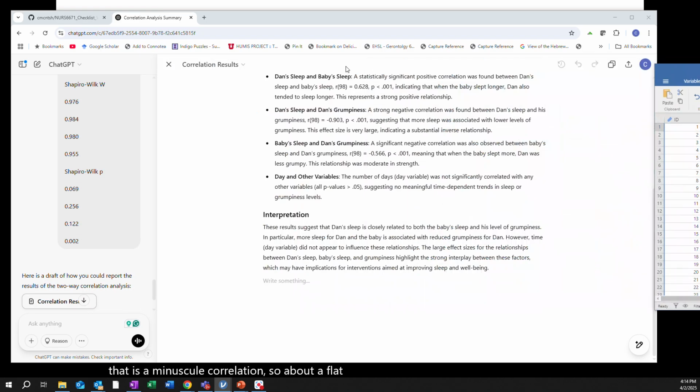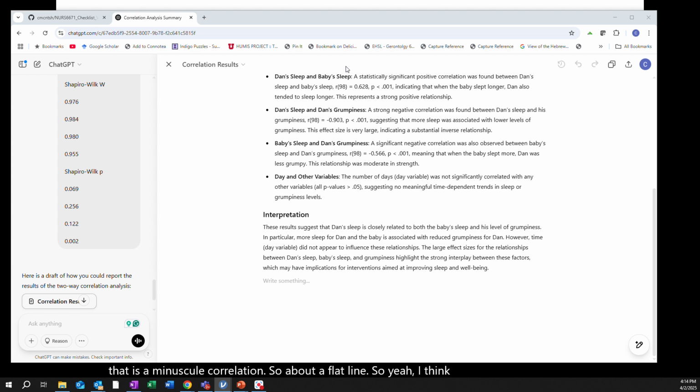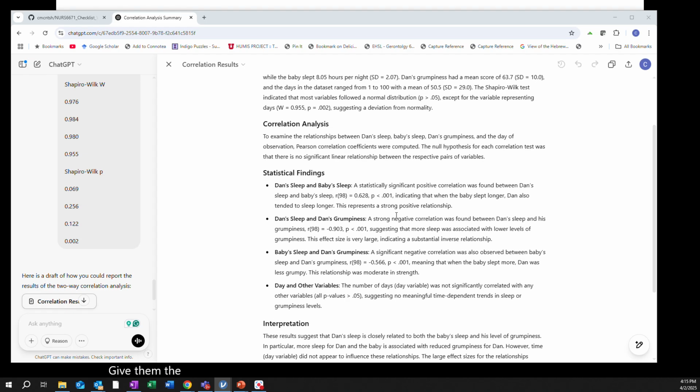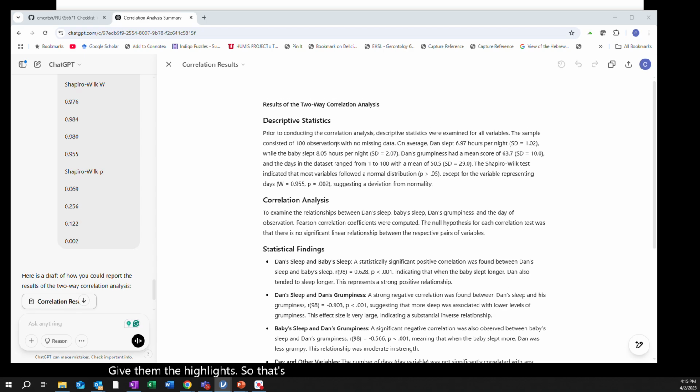So yeah, I think that's an admirable job. That can get you far down the road if you ever have a problem interpreting this. Pasting your output into ChatGPT with a request for help interpreting is great. And this write-up, I have seen many worse write-ups than this. So with the exception of don't repeat verbatim your table to a reader, give them the highlights, that's great.